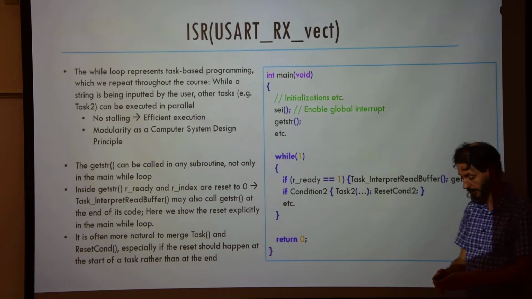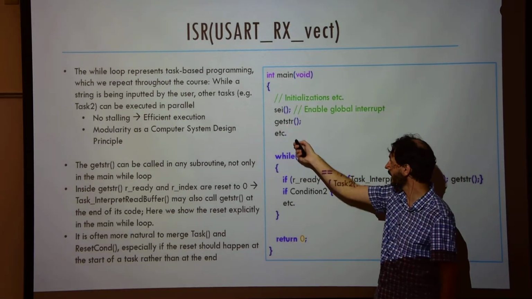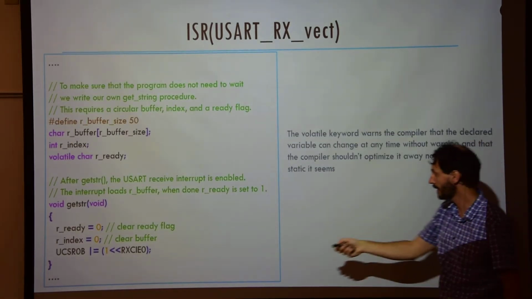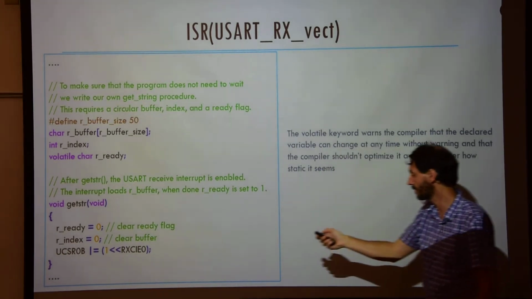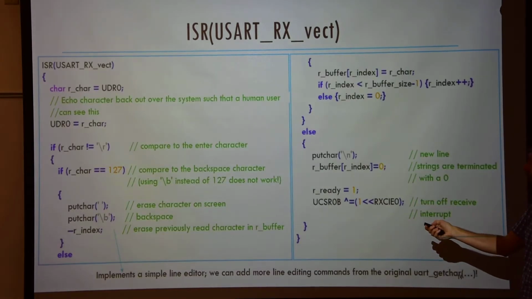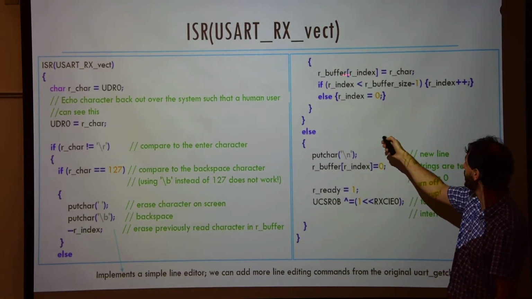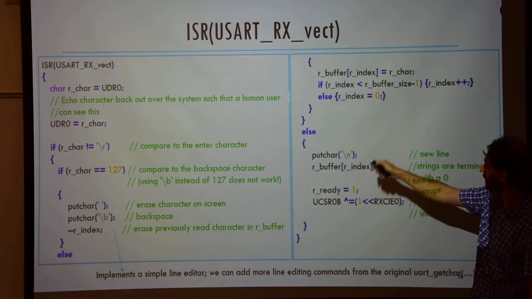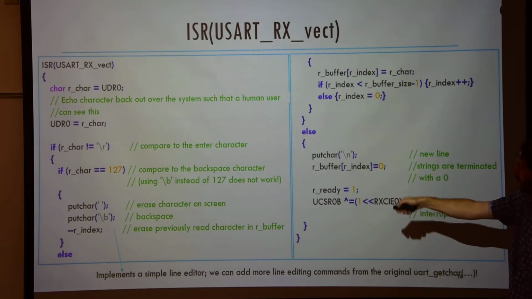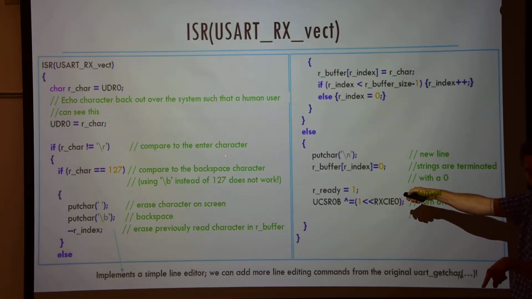That's exactly right. So let's go step by step here. So we have the getString. The getString is enabling the interrupt service routine. Then the interrupt service routine is now getting characters, updates the buffer, gets called again and again and again and again until I hit the return button.